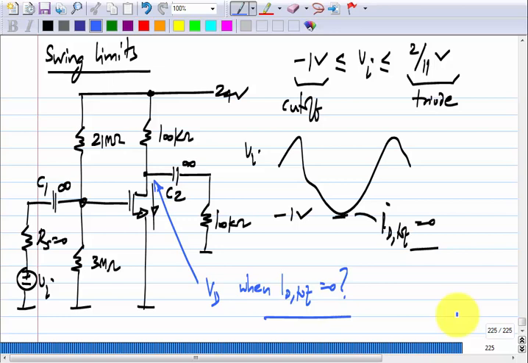As the input is swinging, at some point when Vi reaches minus 1 volt, the transistor just cuts off. The transistor total drain current becomes equal to 0. What is the drain voltage at that instant? Yesterday you said it is VDD, but I think I showed you, at least you should be convinced that it is not going to be VDD, because it does not make sense, right? If this is VDD, the current in this resistor will be 0. But then there will be some incremental voltage here, there has to be some current flowing there, that will violate Kirchhoff's current law.